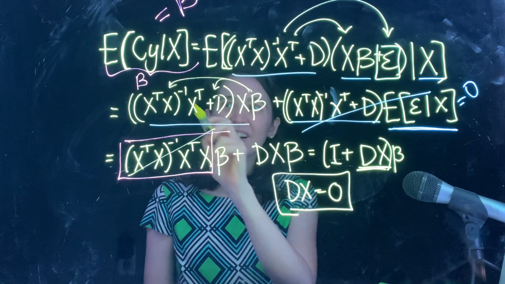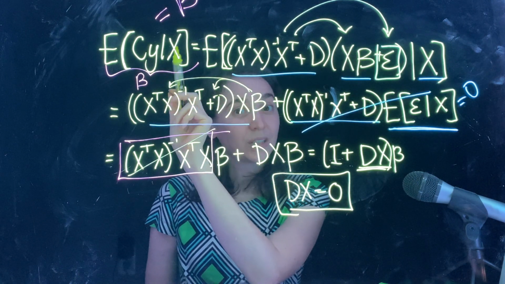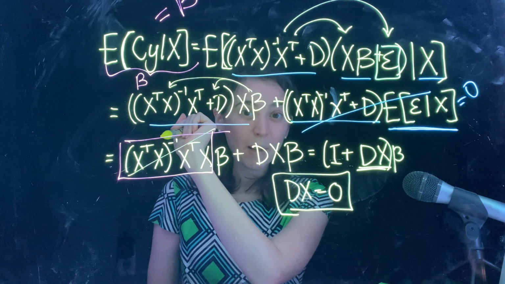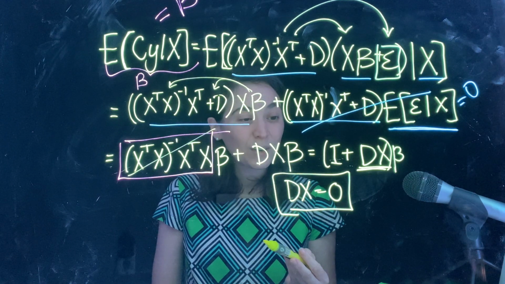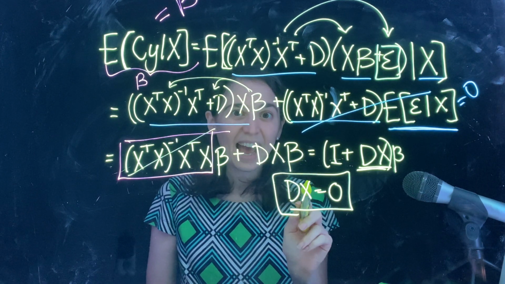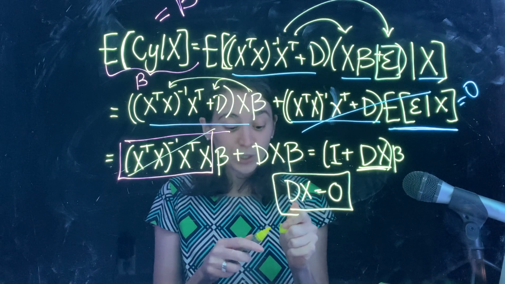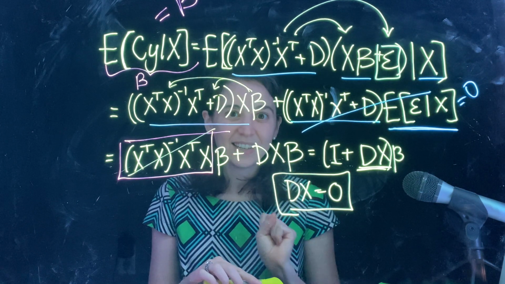So what we've shown here is that the expectation of this linear estimator that we've come up with is unbiased for beta as long as DX equals 0. And so in order for this to be an unbiased estimator, we need that DX to be 0.